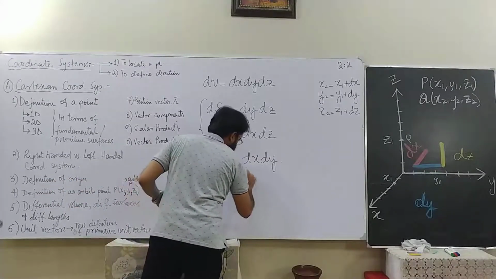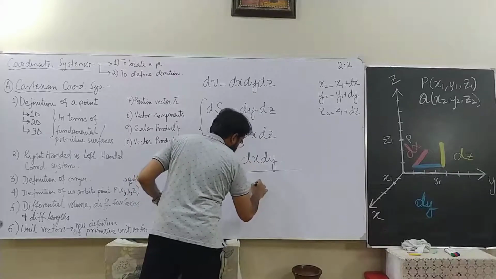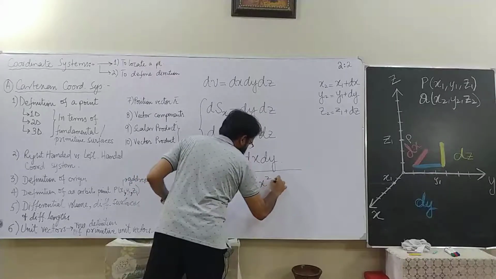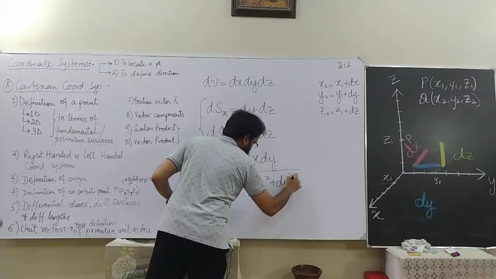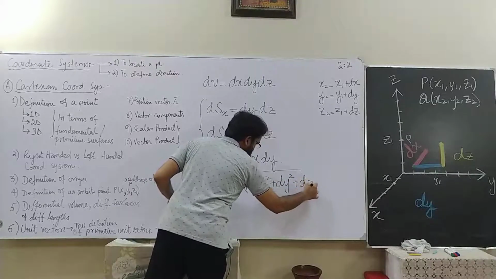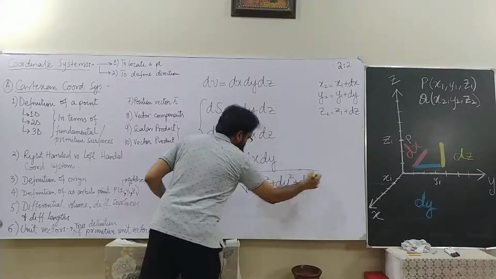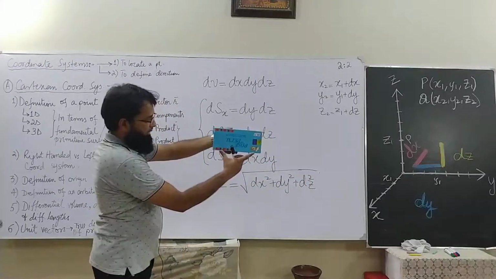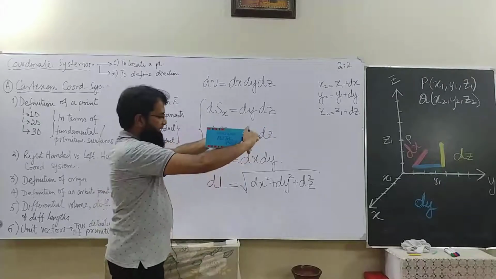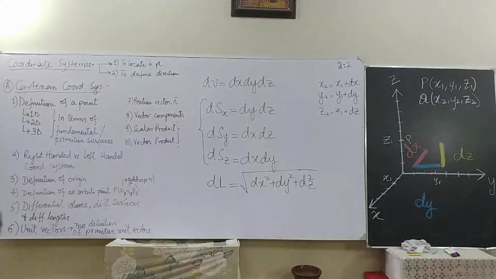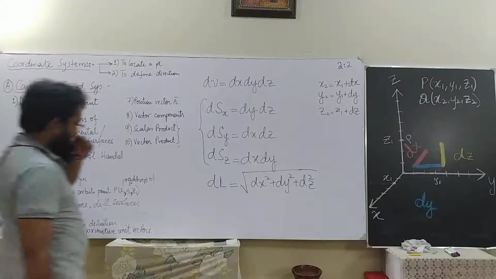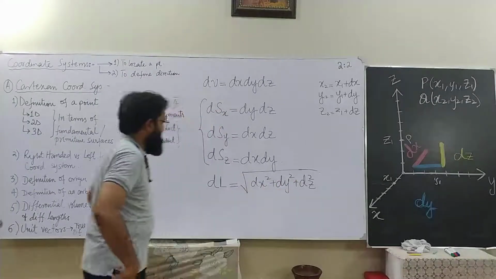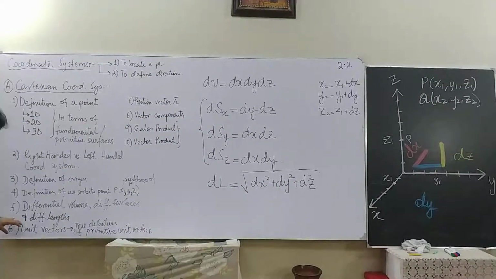So you can use the distance formula to find that out, and you can write it like this: depth square plus width square plus height square under root. So this is the differential length between 2 points, or these dx, dy and dz are also differential lengths. So we have also discussed this.